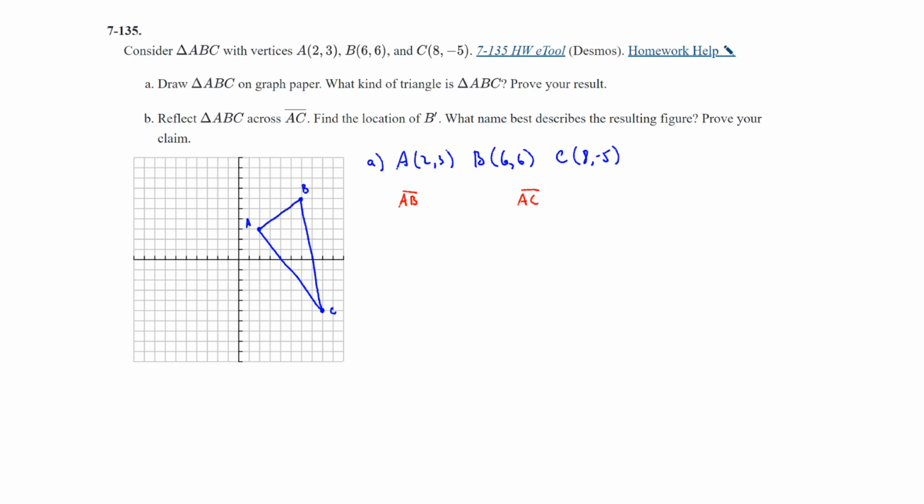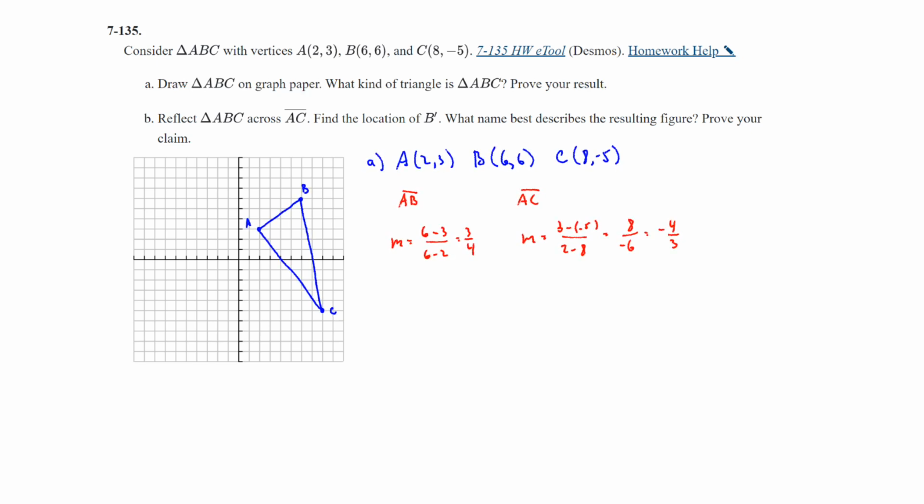So once again, we can use the coordinate plane and just graph, but I'm going to go ahead and calculate. AB, it'd be 6 minus 3 over 6 minus 2. So that will be 3/4. And then for AC, that's going to be 3 minus negative 5 over 2 minus 8. So 3 minus negative 5 is positive 8. 2 minus 8 is negative 6. That reduces by 2 to negative 4/3.